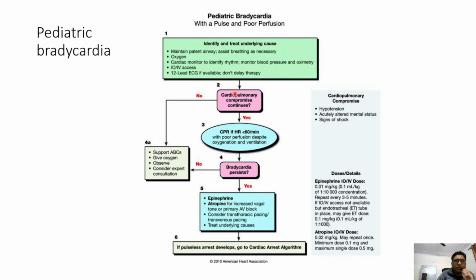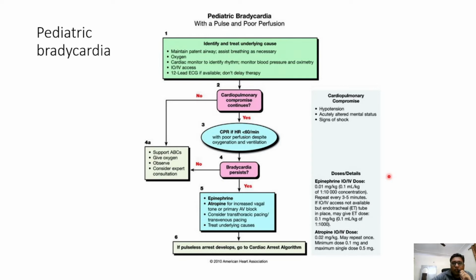If it doesn't, and the heart rate remains poor and bradycardia persists, then we might have to give epinephrine or atropine. These two, sympathetic action and parasympathetic, increase the heart rate. If the cardiopulmonary compromise persists, you support airway, breathing, circulation, and continue to watch the child properly. Here the doses remain the same, 0.1 ml per kg of 1 in 10,000. The epinephrine in the vial comes in 1 in 1,000 concentration.